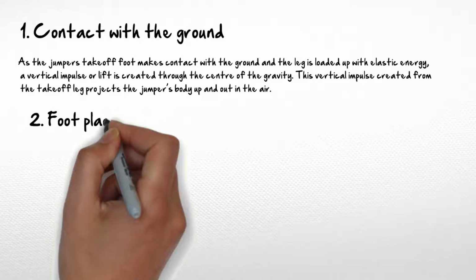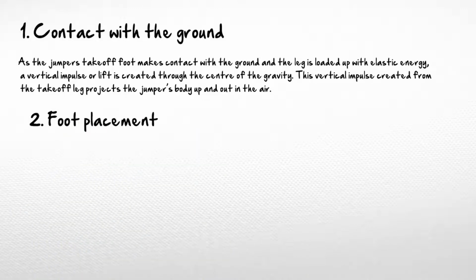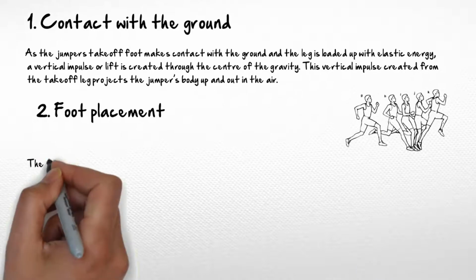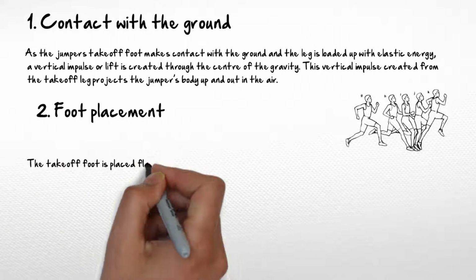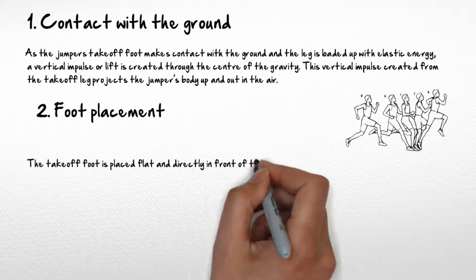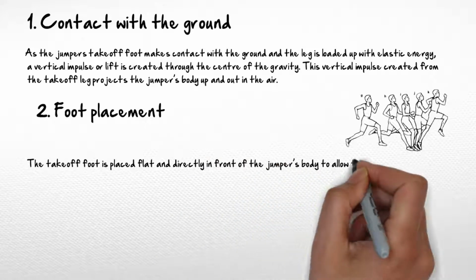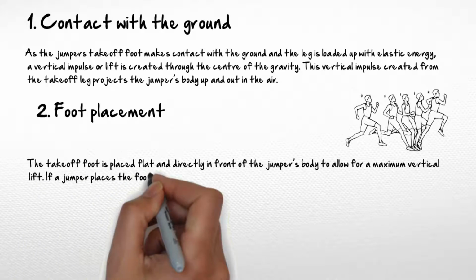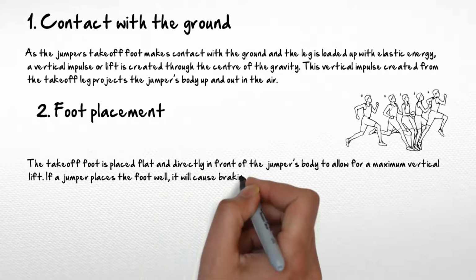Foot placement. The takeoff foot is placed flat and directly in front of the jumper's body to allow for a maximum vertical lift. If a jumper places the foot poorly, it will cause a braking or stopping effect at the takeoff.